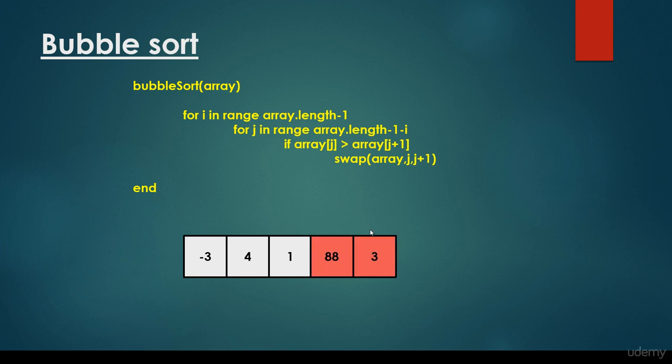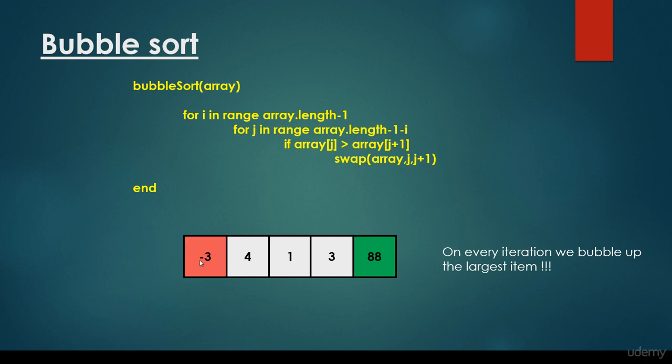What about the next one, 88 and 3? Of course, we have to swap them, and after the swap operation, we know for certain that this number is the greatest one in the whole array. So that's why we have to decrement the range with the i index, because on every iteration we bubble up the largest item. So in the second iteration, we know that one item is at its right position. On the third iteration, we know that two items are in their right positions. On the fourth iteration, we know that three items are, and so on. So that's why we have to decrement the range basically on every outer iteration.